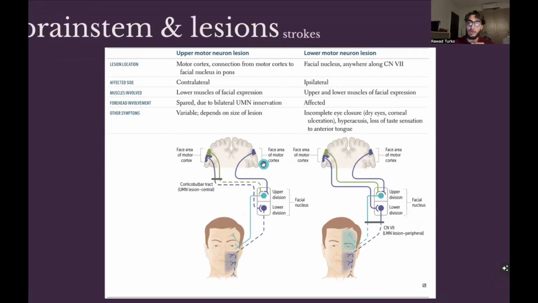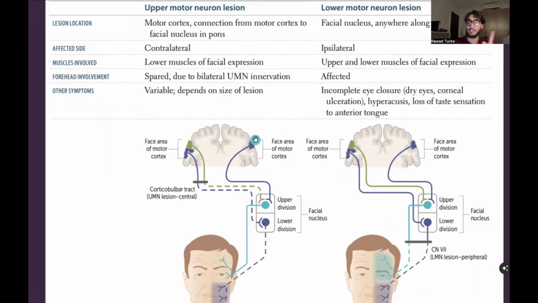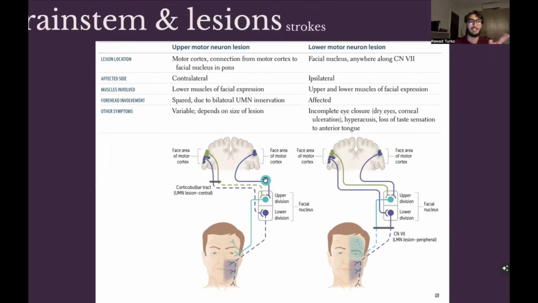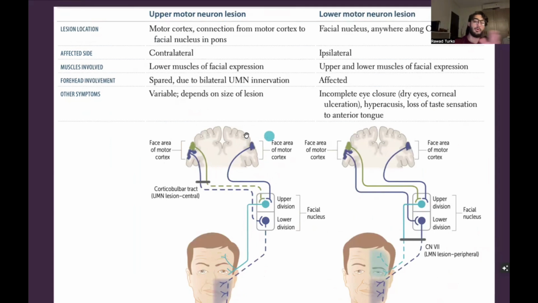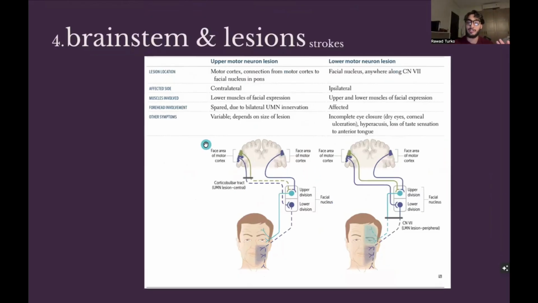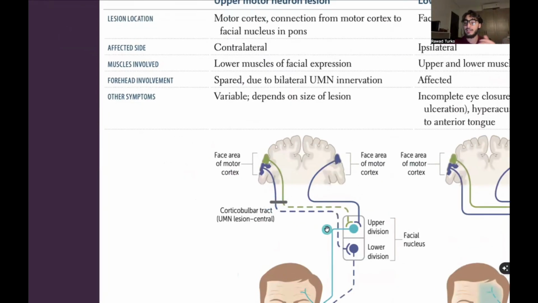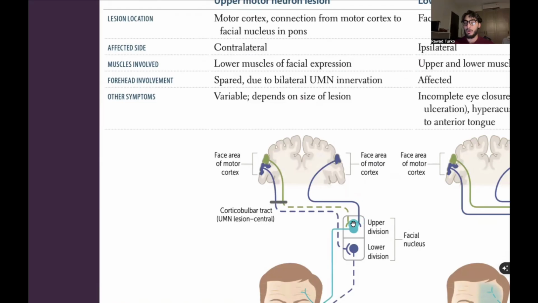The main difference that I want you to know is that the upper division is bilaterally supplied. So it's supplied by both hemispheres, both the right and the left hemispheres supply both the upper divisions of both facial nuclei, which means if you have an upper motor neuron lesion, for example, a lesion here, that would affect the contralateral lower division, but not the upper division because it's bilaterally supplied. Okay, does that make sense?